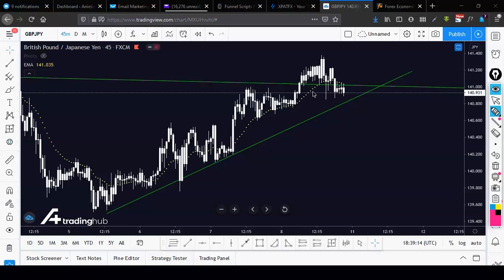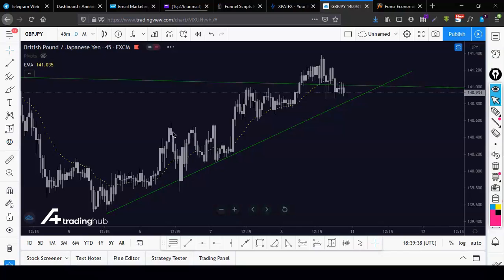So right now, don't jump in and sell, please, on pound yen. You can wait for it. Let it push up, give you a rejection at that top, then you sell it. If it doesn't push up, wait for it to break down, correct, then sell. That is that for pound yen. That is GBP JPY.